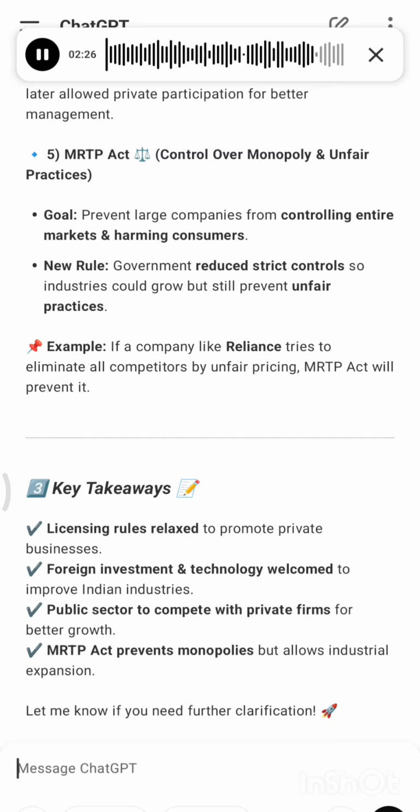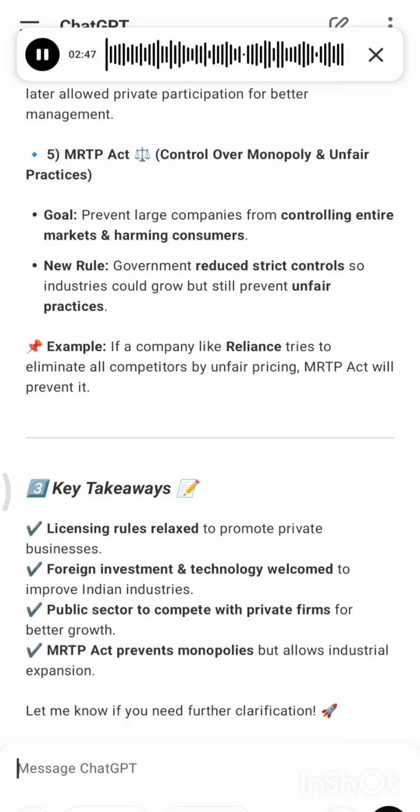3 key takeaways. Licensing rules relaxed to promote private businesses. Foreign investment and technology welcome to improve Indian industries. Public sector to compete with private firms for better growth. MRTP Act prevents monopolies but allows industrial expansion. Let me know if you need further clarification.